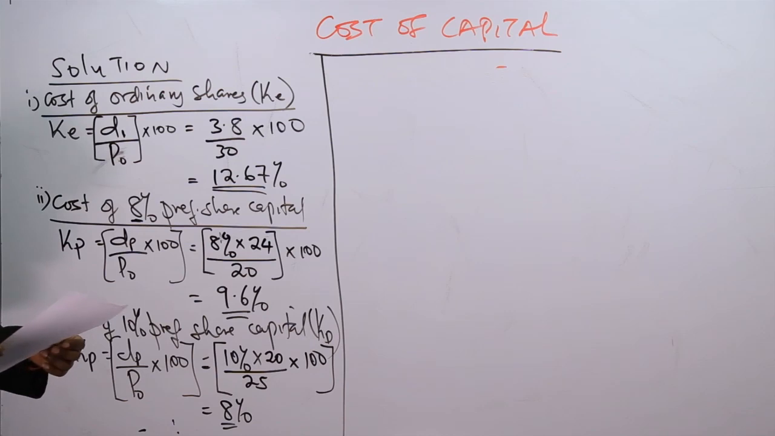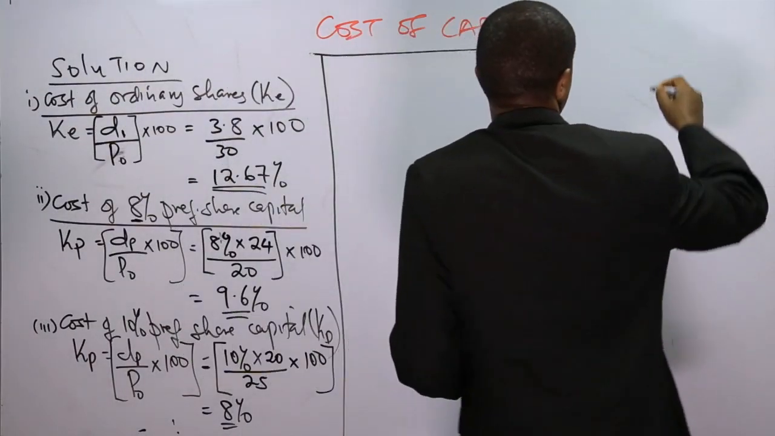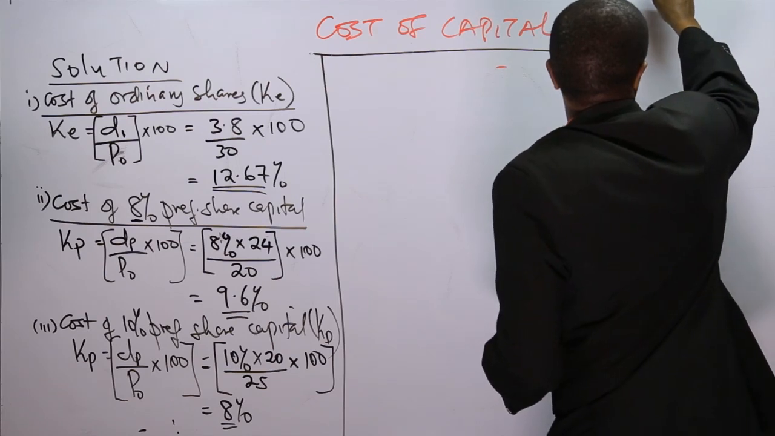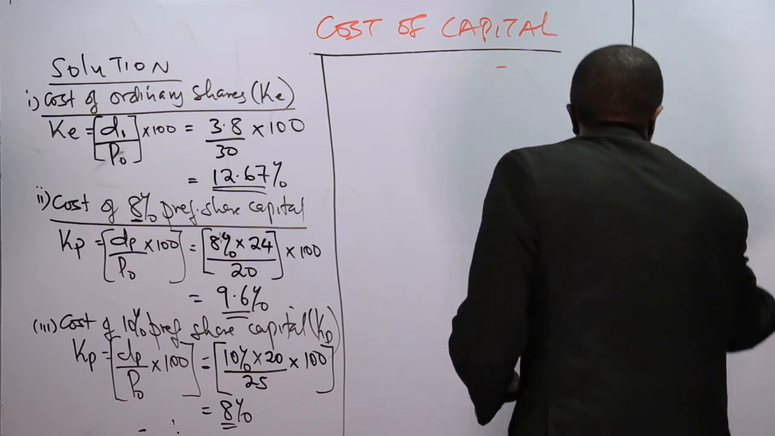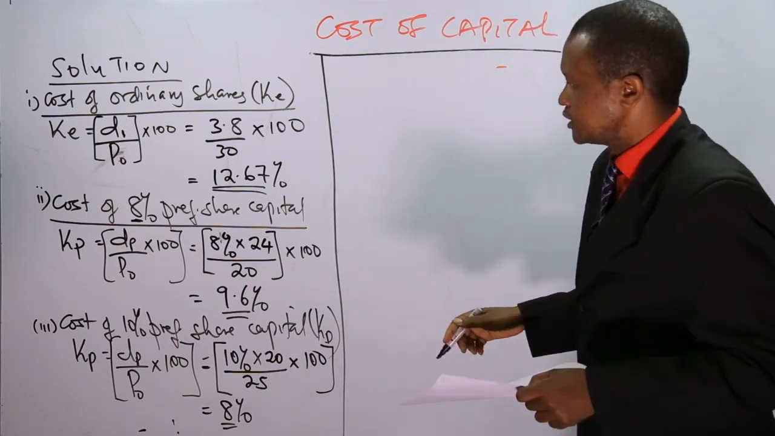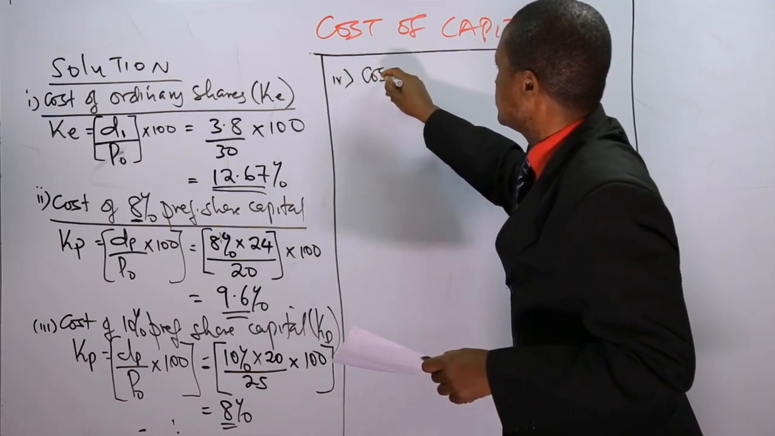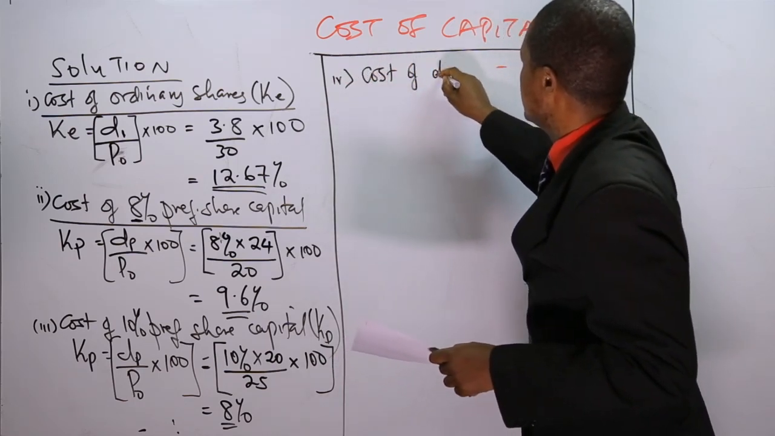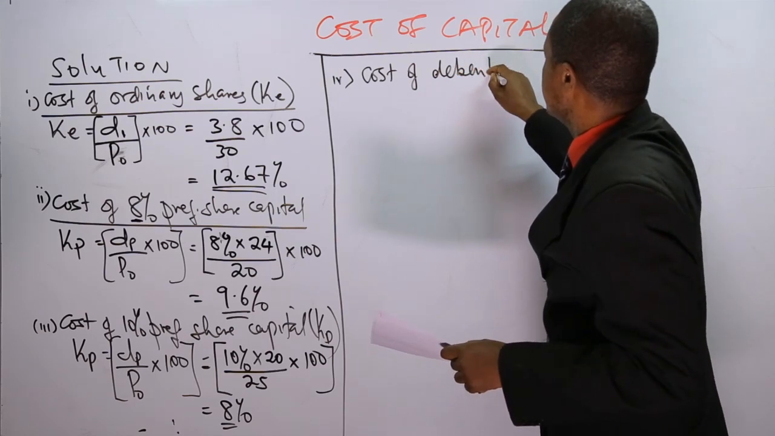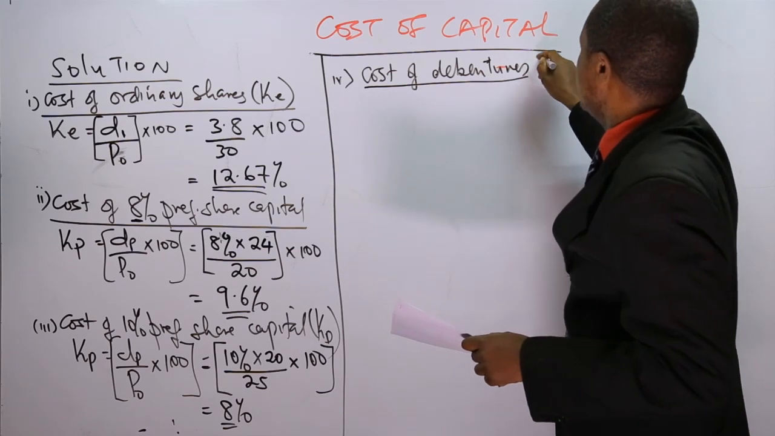Then moving on to the other part of the question, cost of debentures. That is number 4. Cost of debentures, KD.